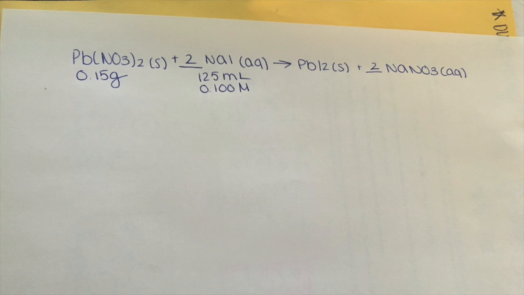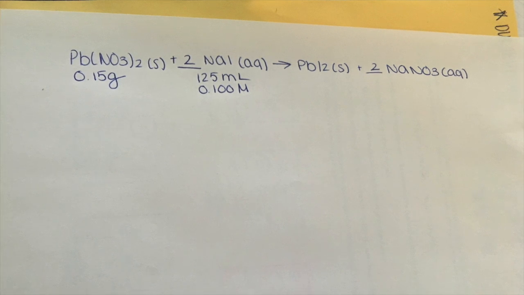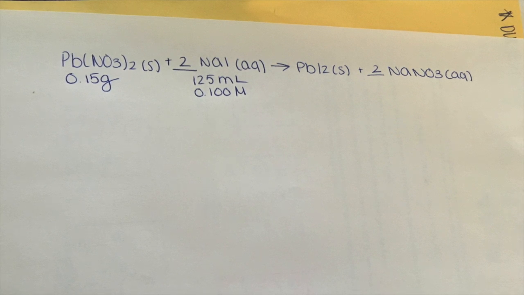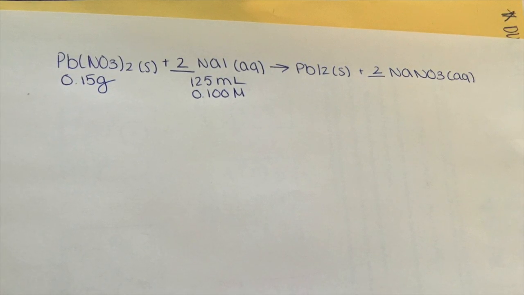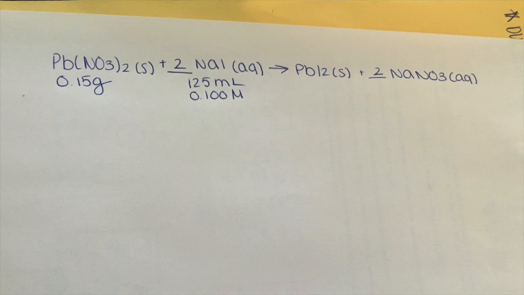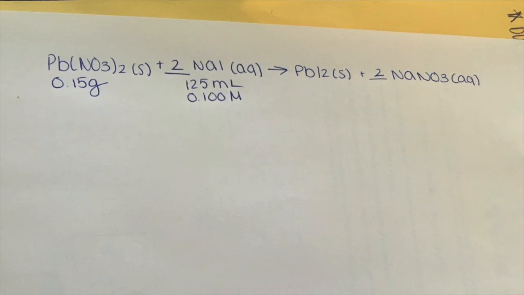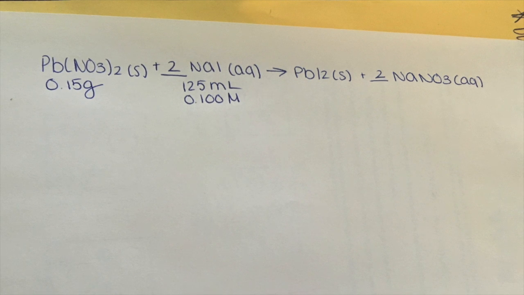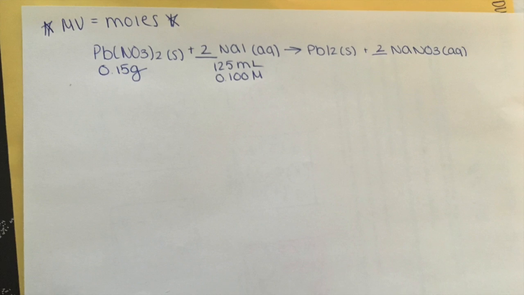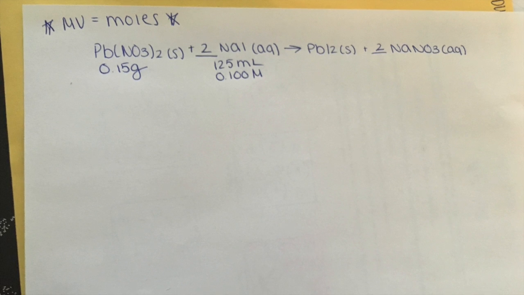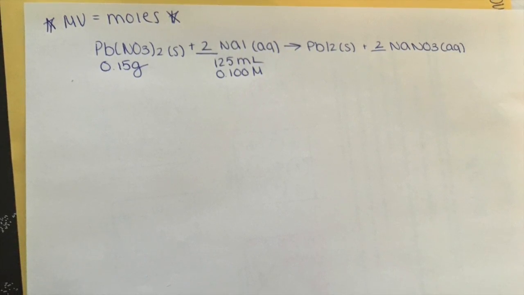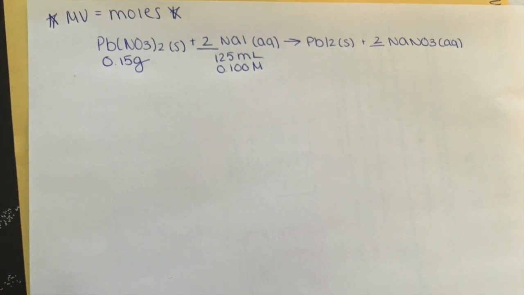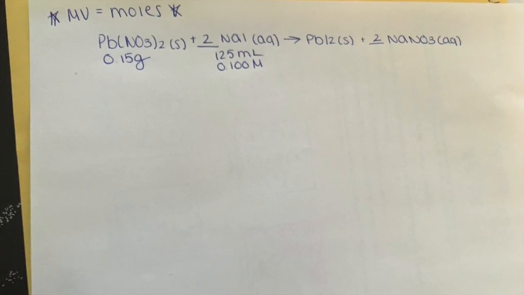Part B asks to calculate the number of moles of each reactant. We are given a balanced chemical equation, 0.15 grams of lead-2 nitrate, and 125 milliliters of 0.1 molar sodium iodide solution. Using the equation M times V equals moles, where M equals molarity and V equals volume in liters, we can calculate the number of moles in Pb(NO3)2 and in NaI.